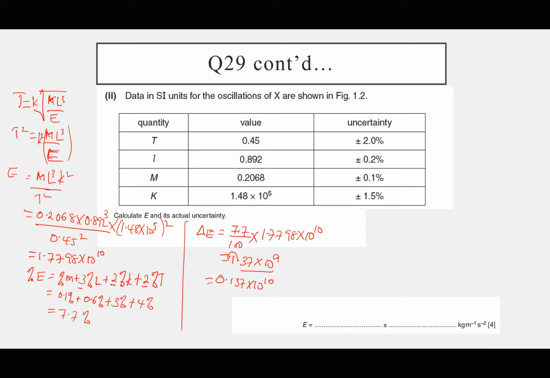K is squared, then times 0.892 cubed times 0.2068 divided by 0.45 squared. Sorry about this. This is not true. This is not true. I have to change this.